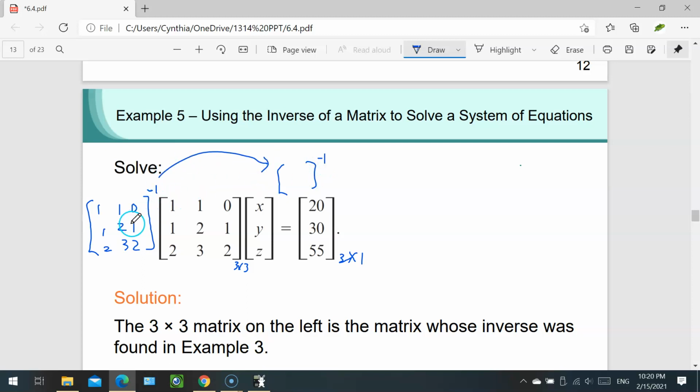Now here, location does matter. So when you have the inverse of this matrix, you put it in the front on the left hand side. When you multiply the same inverse matrix to the right hand side, it needs to stay on the same spot, which means stay in the front. Otherwise, you will get a wrong solution. So here, order does matter.